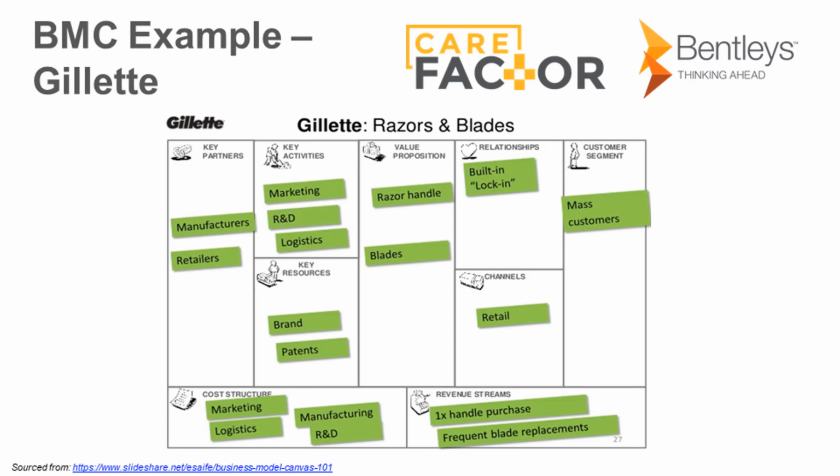That's the front of house. Their back of house, resources: the Gillette brand, patents around the razors and the blades. Activities for Gillette include marketing, R&D, and logistics, delivered by key partners such as manufacturers to make their product and retailers to sell their product. The types of costs that Gillette incur then are marketing costs, logistics costs, manufacturing costs, and R&D costs to support their brands and patents. Front of house, back of house, desirability, feasibility, viability is an example of Gillette's business model canvas.